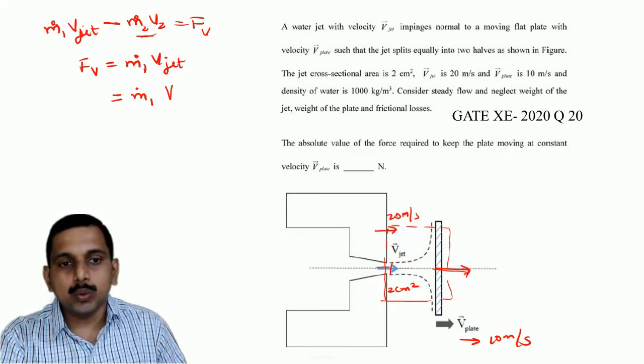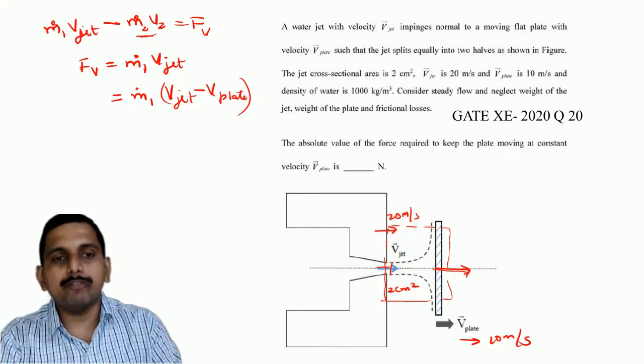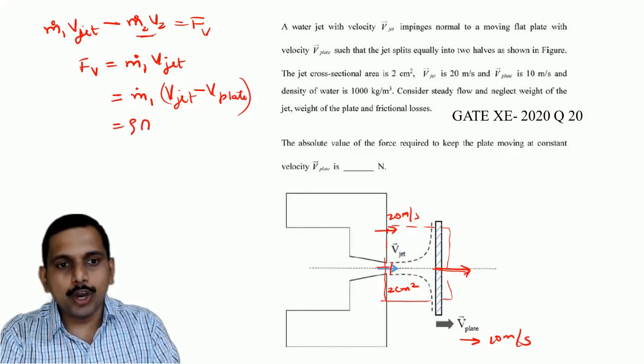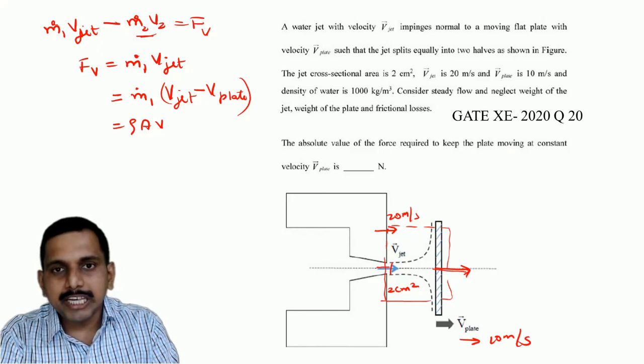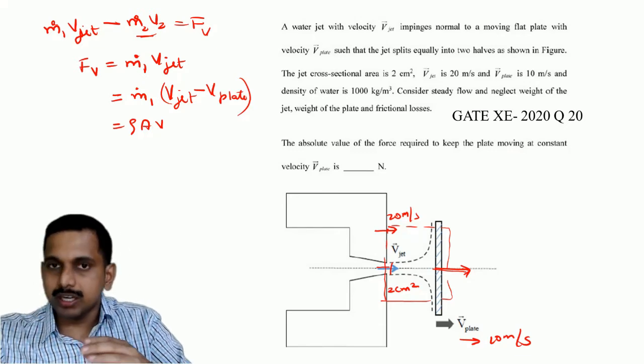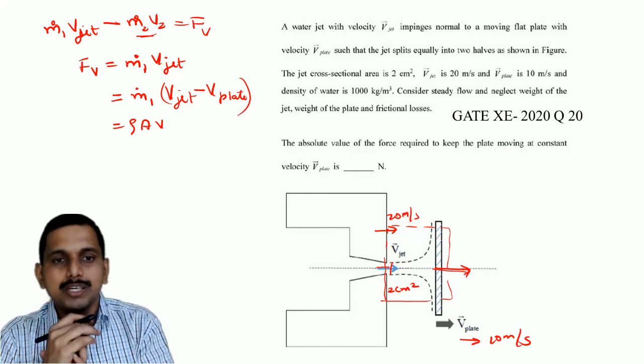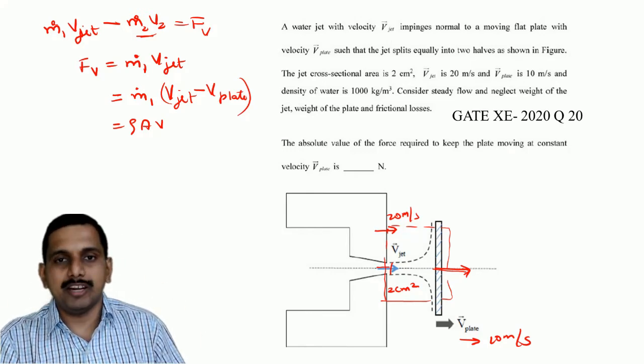What is that? V jet minus v plate. This is the velocity we are going to take. But now the question is, what do you take for m dot? M dot is rho A V, but what V do we take? This V also is the same, because when it is going further, the velocity with which it hits the plate is reduced. So there also we are taking relative velocity.